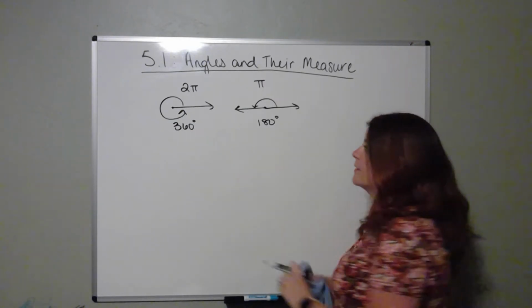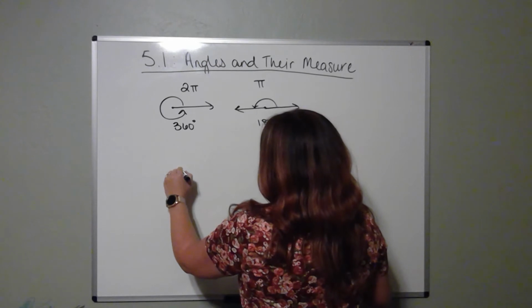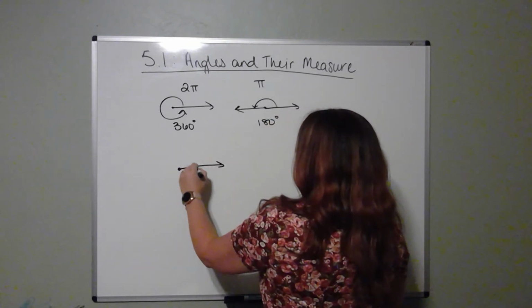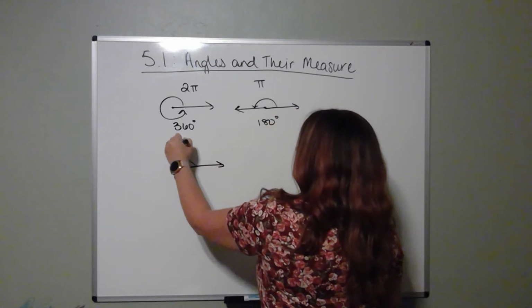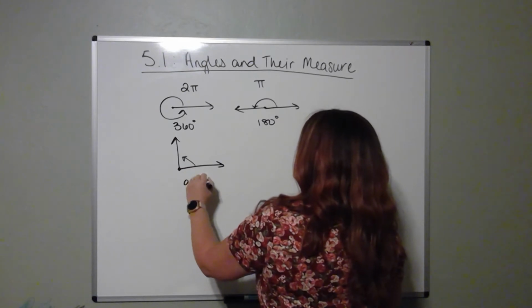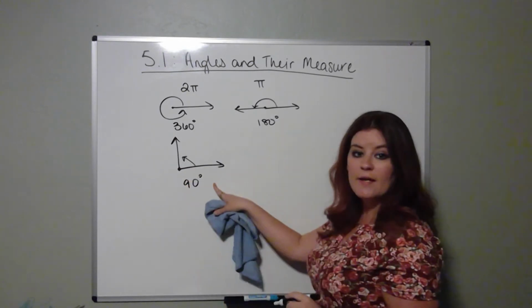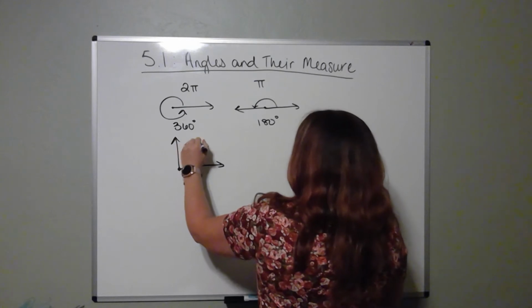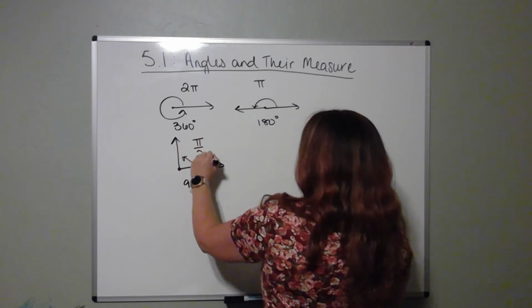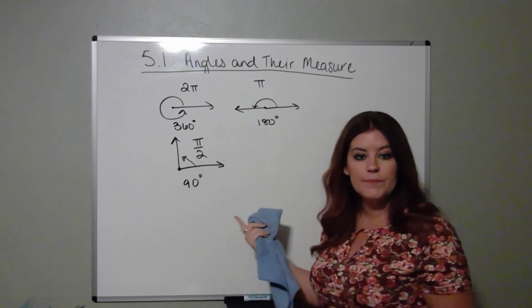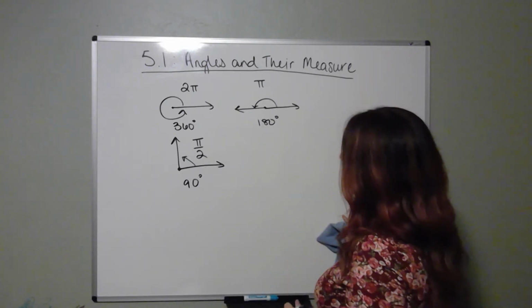Let's cut it some more. Well, if a half a rotation is just pi, what about a quarter of a rotation? So 90 degrees, just take this one and cut it in half, right? So I'm going to get a half of pi, or we can call that pi over 2. That's how we write that.